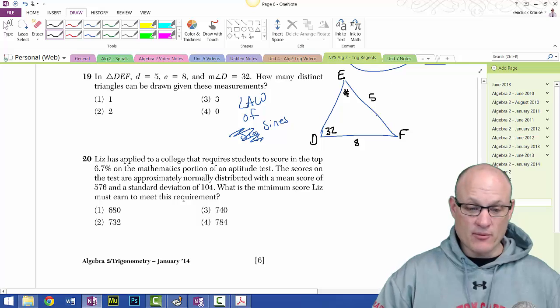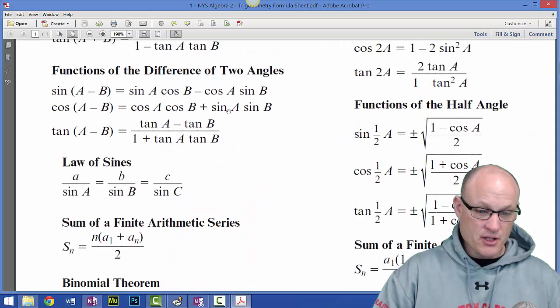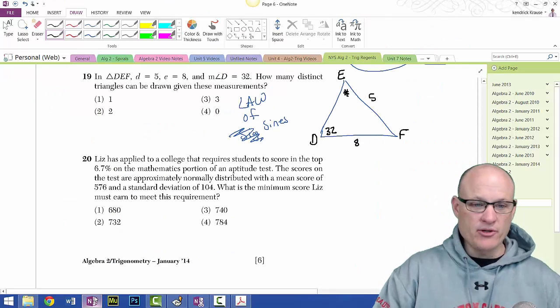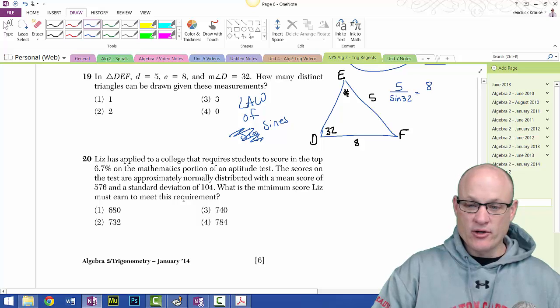If you remember correctly, the law of sines is side over sine of an angle equals side over sine of an angle, and you have to set two fractions equal to each other. So we're going to do 5 over the sine of the angle opposite it, which is 32, equals 8 over sine of E. So I'll cross multiply and I'll get 5 times the sine of E equals 8 times the sine of 32. Then I'm going to divide by 5.